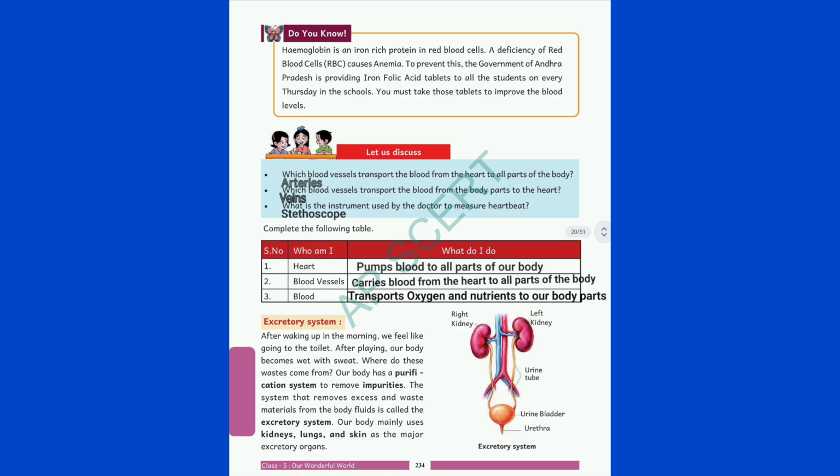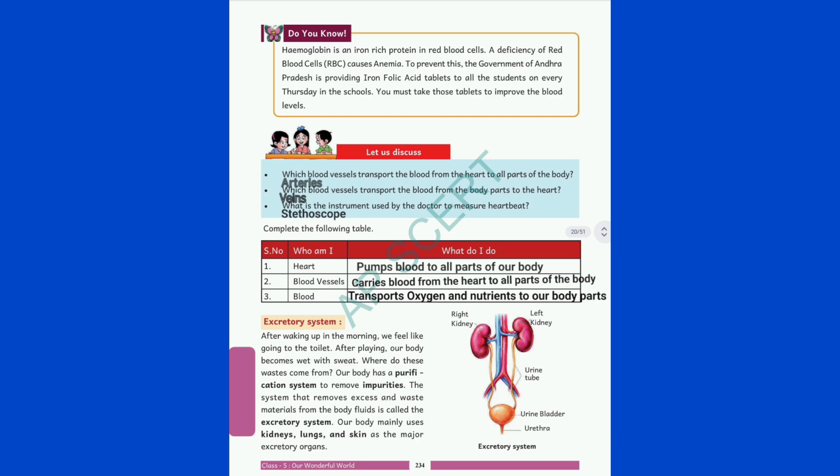Serial number. Who am I? What do I do? 1. Heart. Pumps blood to all parts of our body. 2. Blood vessels. Carries blood from heart to all our body parts. 3. Blood. Transports oxygen and nutrients to body parts.